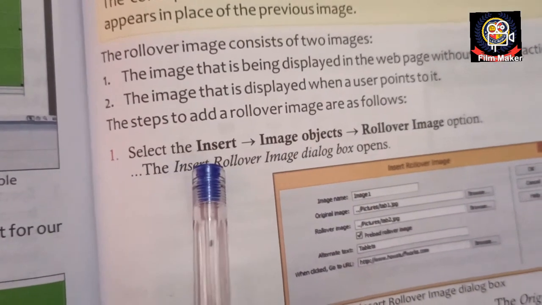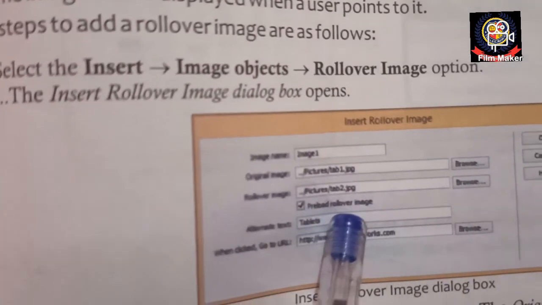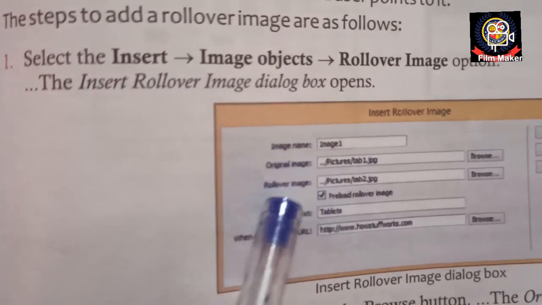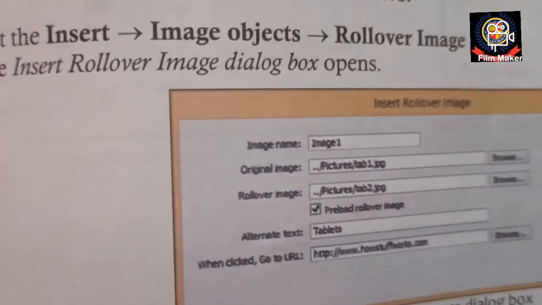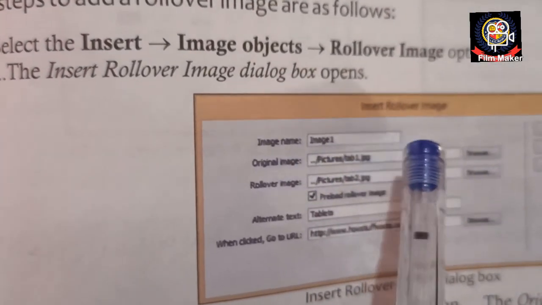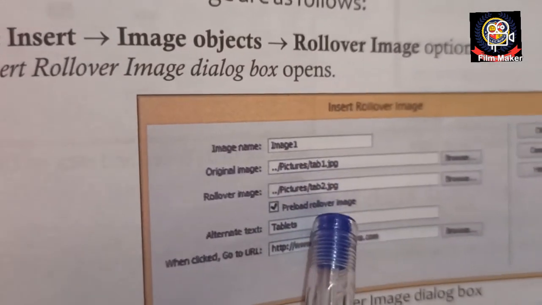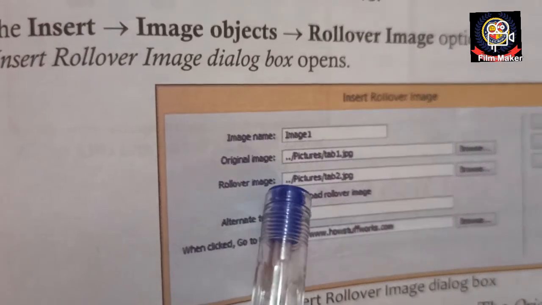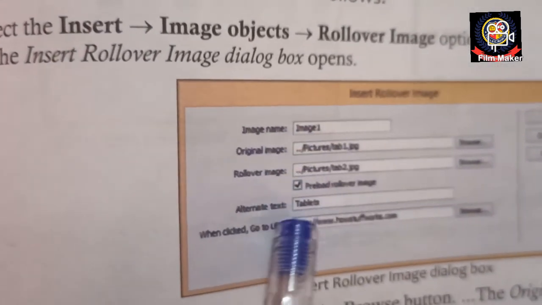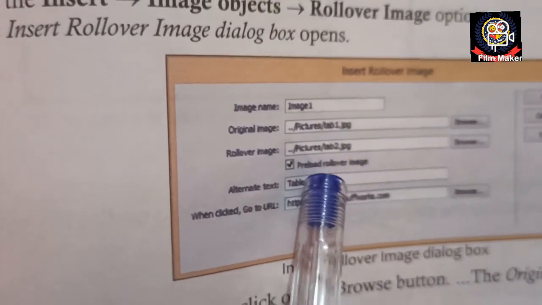First of all, select Insert, then go to Image Object and then select the Rollover Image option. Like you can see, this is the Insert Rollover Image dialog, with the name, then original image. Original image means if the user is not pointing, whatever image is displayed, that image is there. Then rollover image: when a user points at that image, you can select which image will appear. Okay, you have to just check the preload rollover image option so that whenever the user is pointing, it will change. Then alternate text means if somehow the image does not display, then the text will appear.